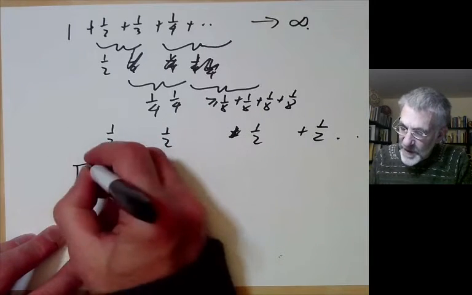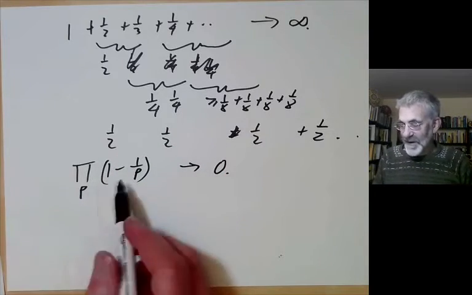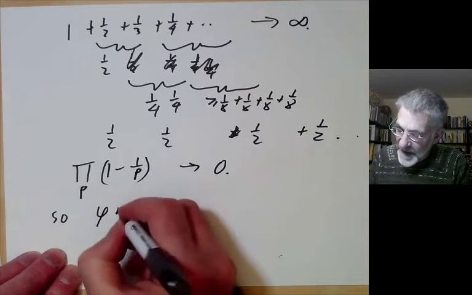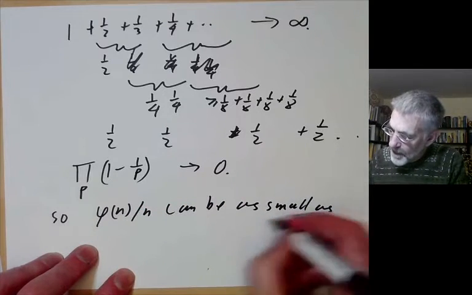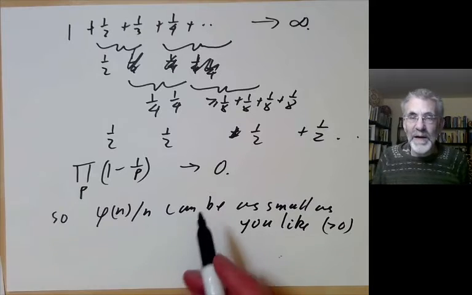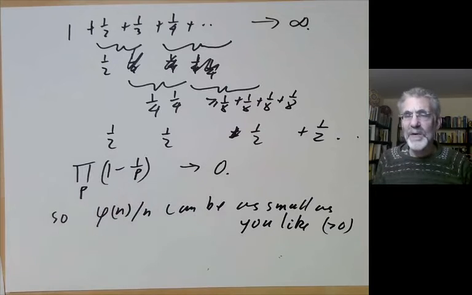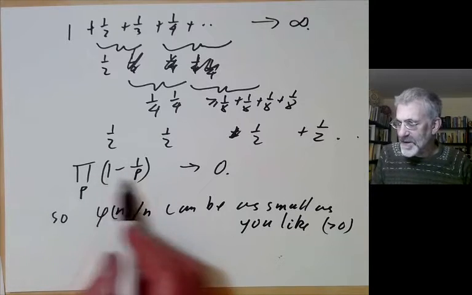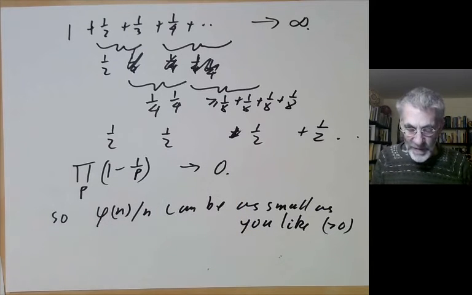So the conclusion is the product over all primes of 1 minus 1 over p actually tends to zero. In fact, it becomes zero if you take all primes here. So the conclusion is that phi n over n can be as small as you like, but bigger than zero. So you can make it less than, say, 1/1,000,000, if you like. However, in order to make it less than a million, you'd need n to be really extraordinarily large, because although this product tends to zero, it doesn't tend to zero all that fast, and you need to take a very, very large number of primes in order to make this small.